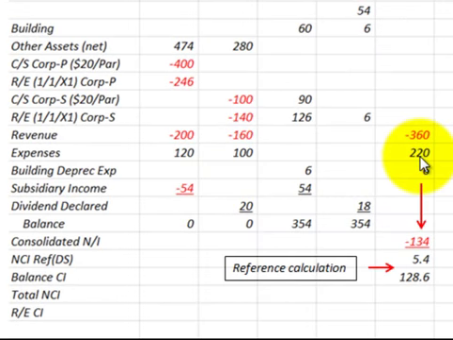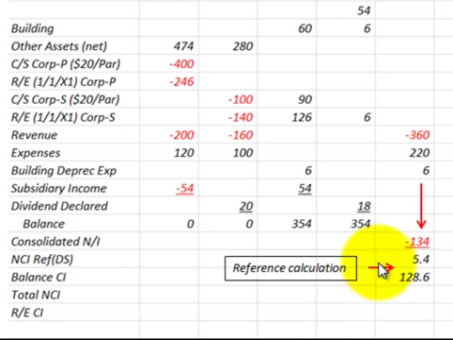Okay, now we're going to look at how we allocate our income. So for our consolidated income statement, we had revenues of $360,000, expenses of $220,000, and then the building depreciation expense was $6,000. So our total consolidated net income was $134,000, and we're going to allocate $5,400 to the non-controlling interest, and then the balance is going to go to the controlling interest for $128,600. So here we're going to go back and reference how we calculated these amounts.